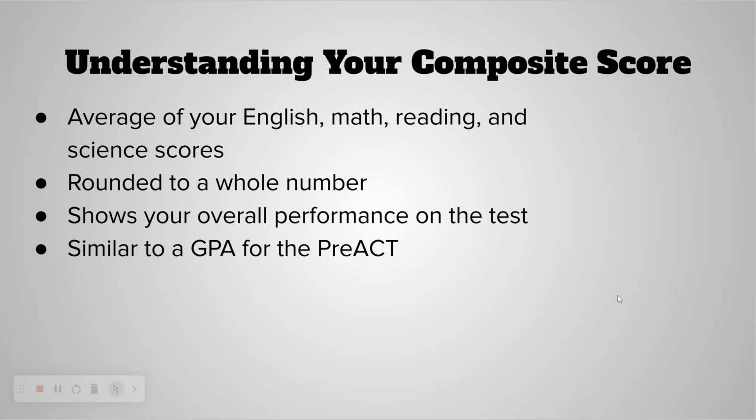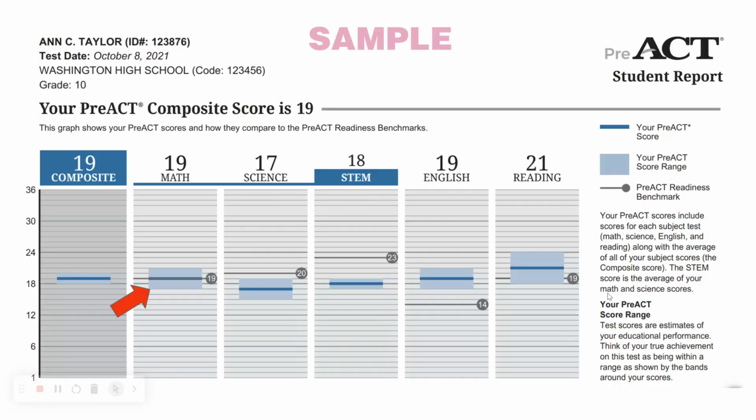Remember, again, your composite score is an average of those 4 sections that you took. It's rounded to a whole number. It shows your overall performance, and it's very similar to a GPA, for example, on the pre-ACT. We talked a little bit about what that benchmark score is for each one of those subject areas. And that light blue shaded box shows you a score range for that particular test.